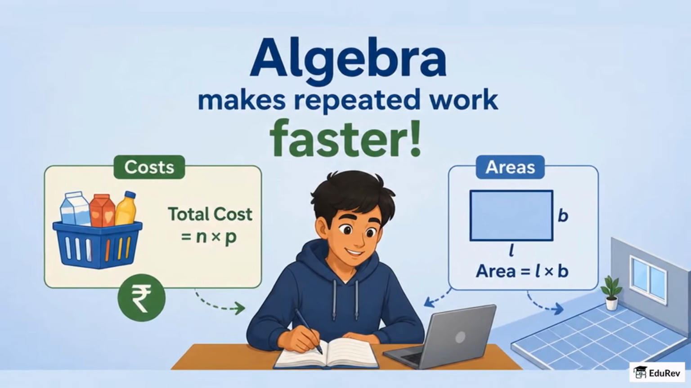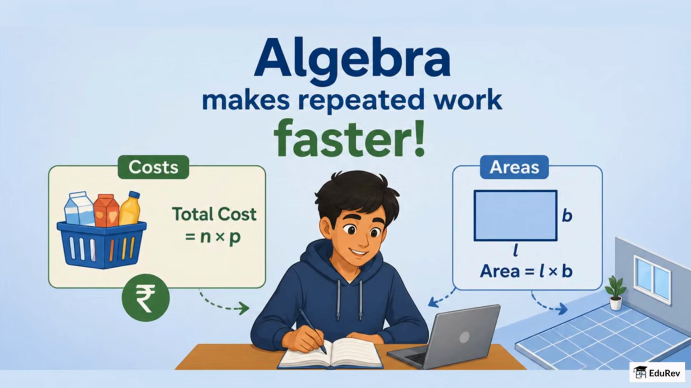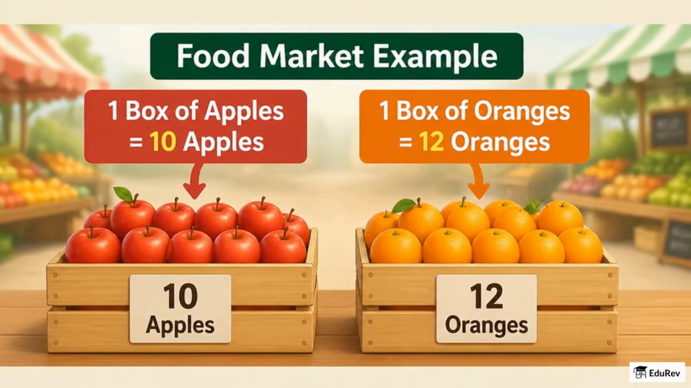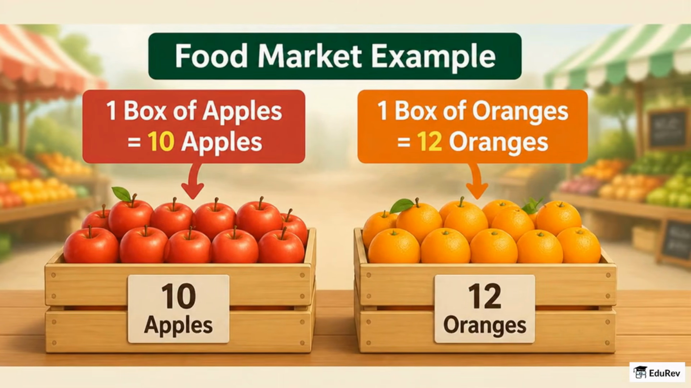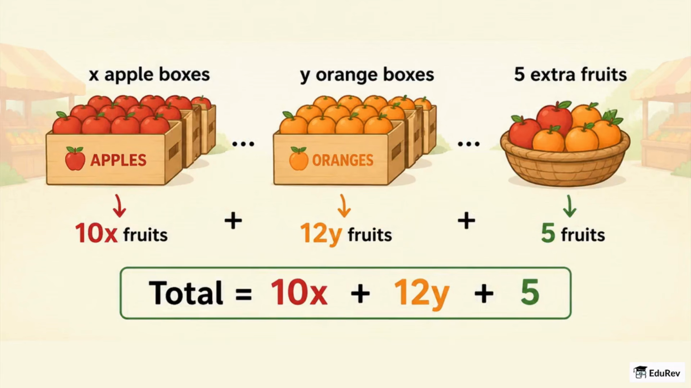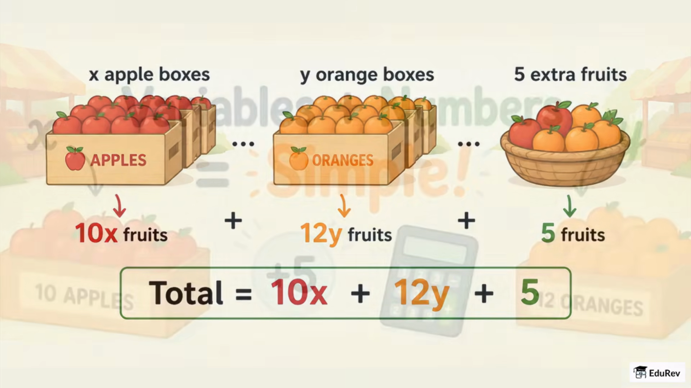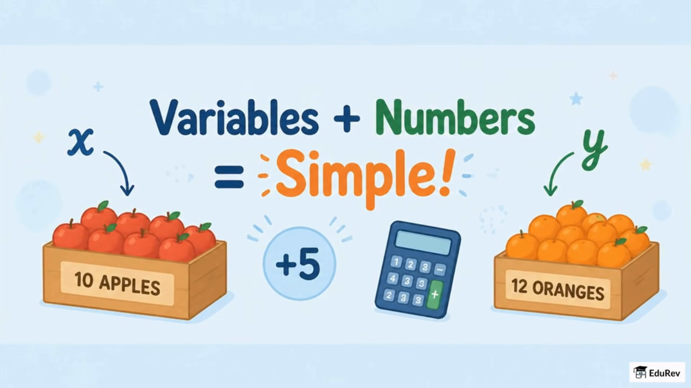Algebra helps in real life to make repeated work faster, like finding costs or areas using formulas. Here is a food market example. Each apple box has 10 apples, and each orange box has 12 oranges. If a customer buys x apple boxes and y orange boxes and gets 5 extra fruits, the total is 10x plus 12y plus 5. This short expression shows how variables and numbers make life simple.